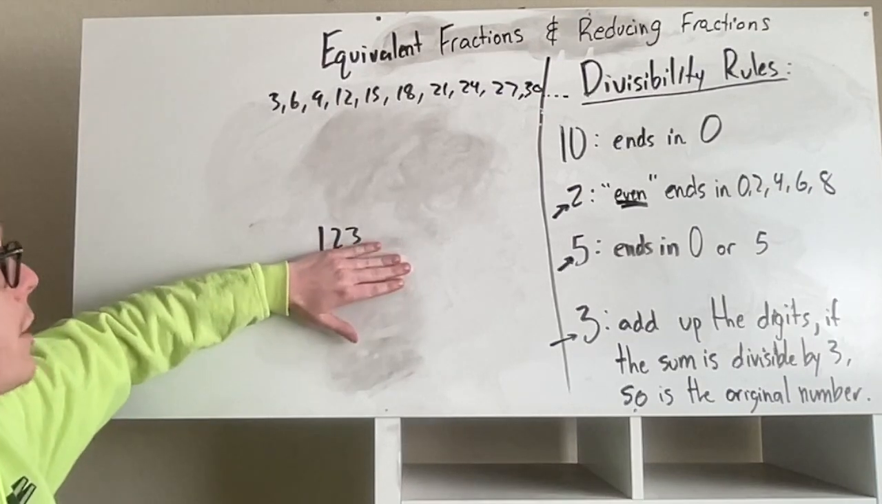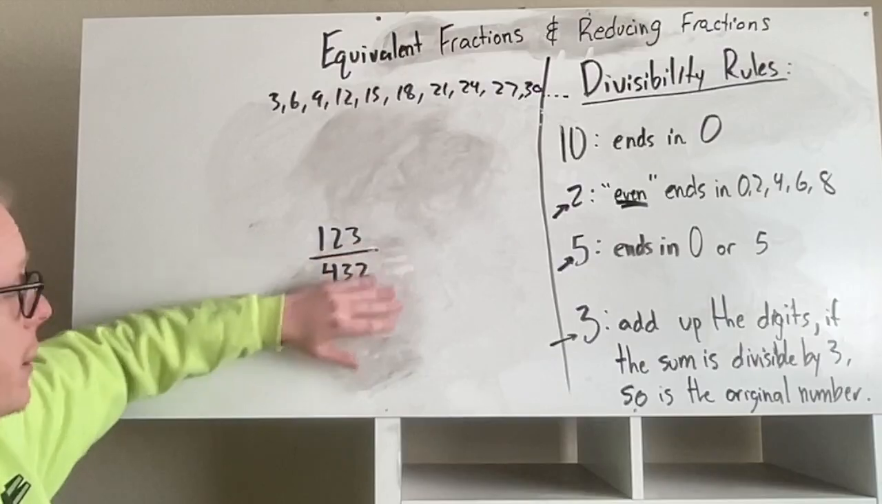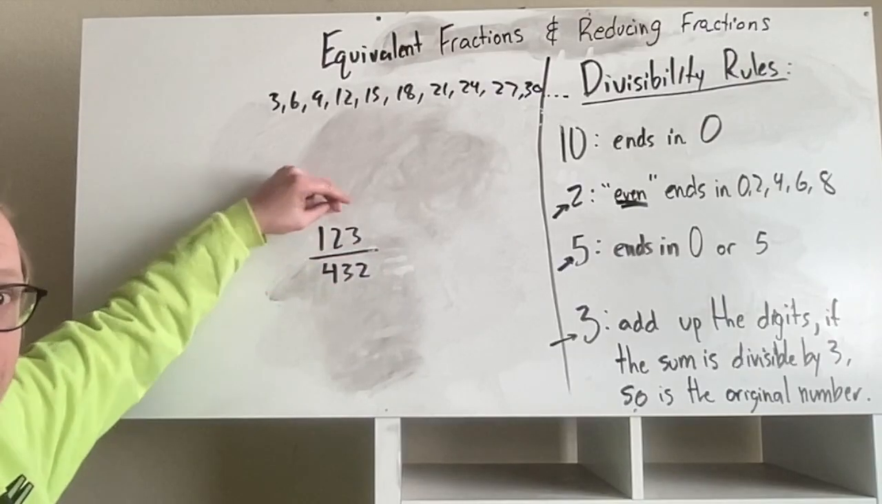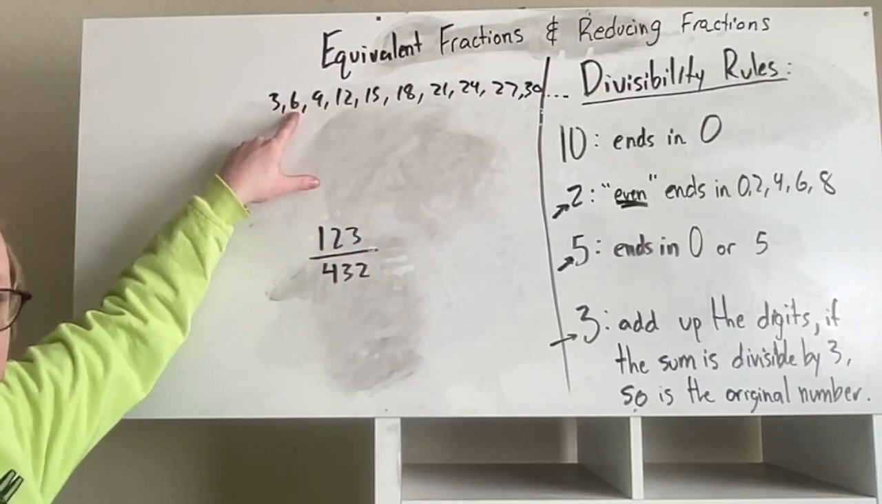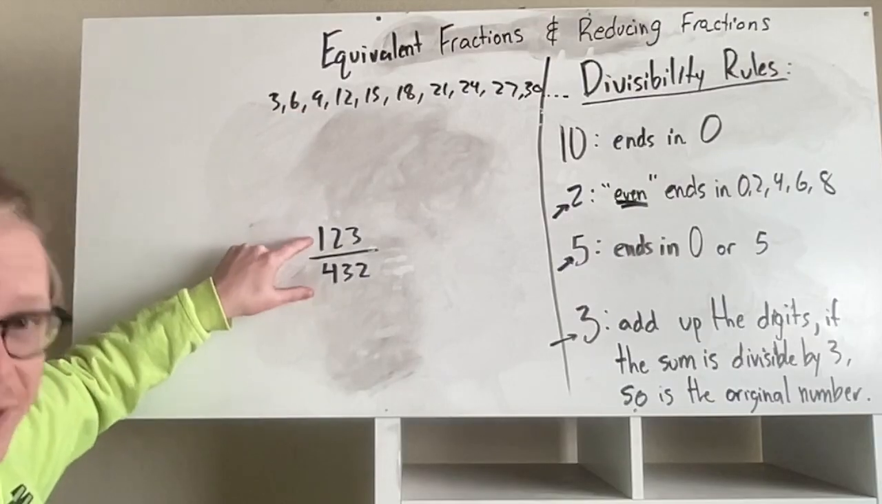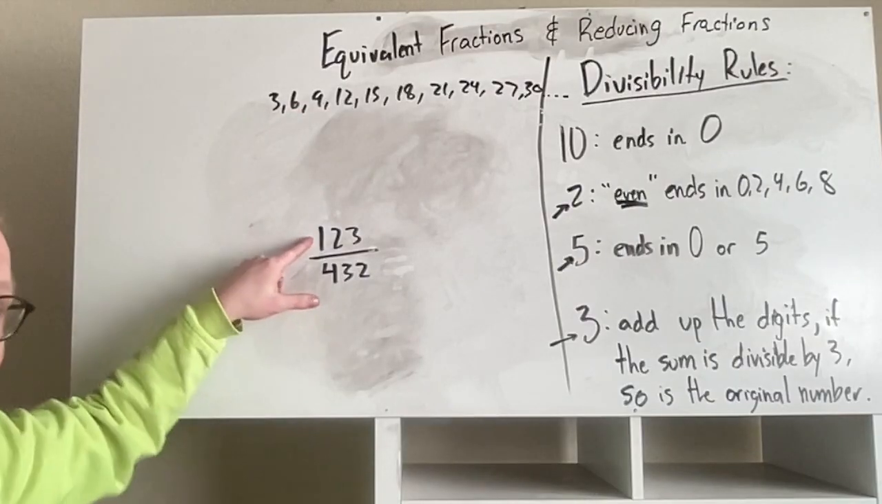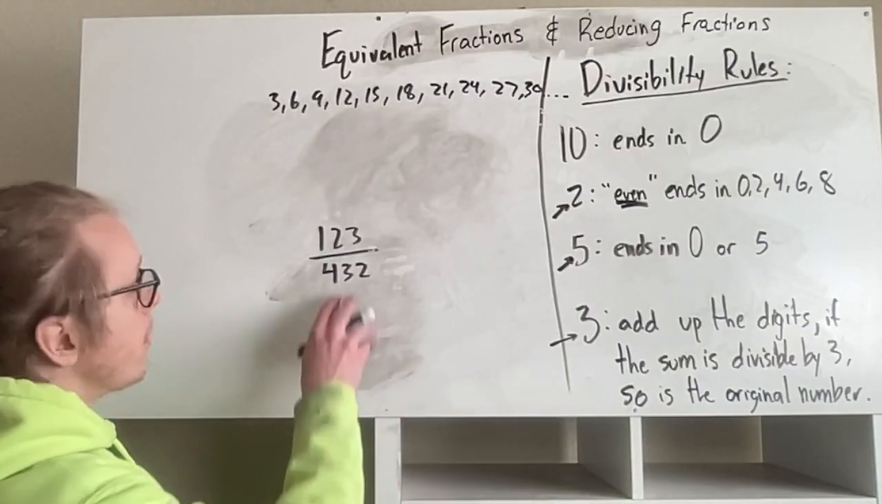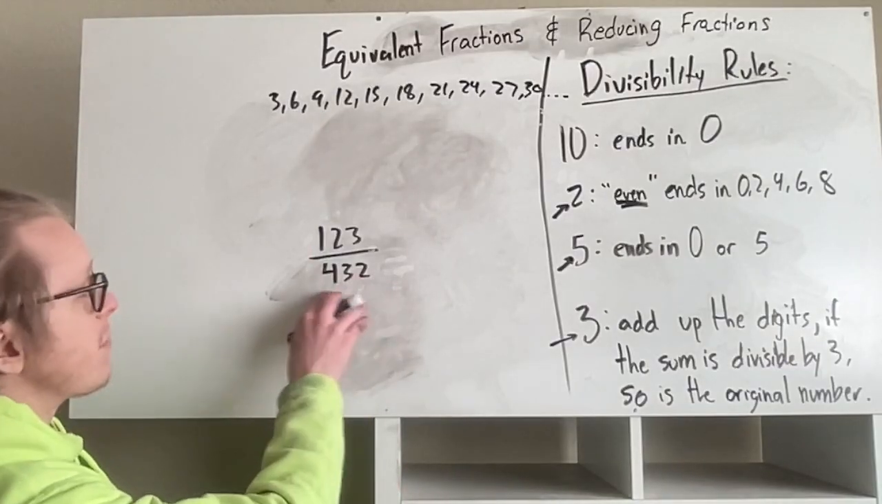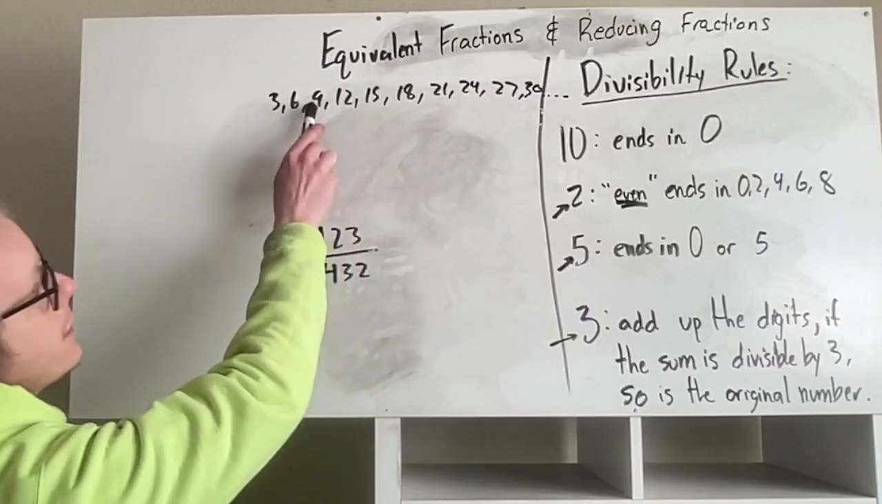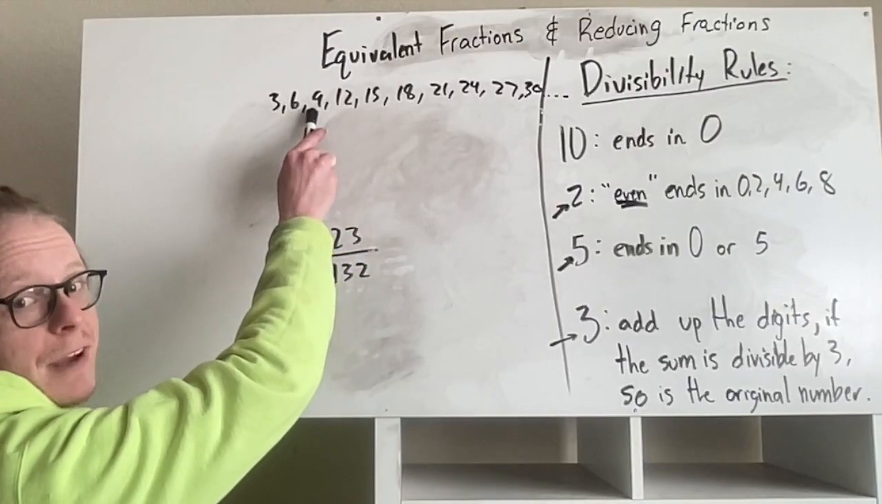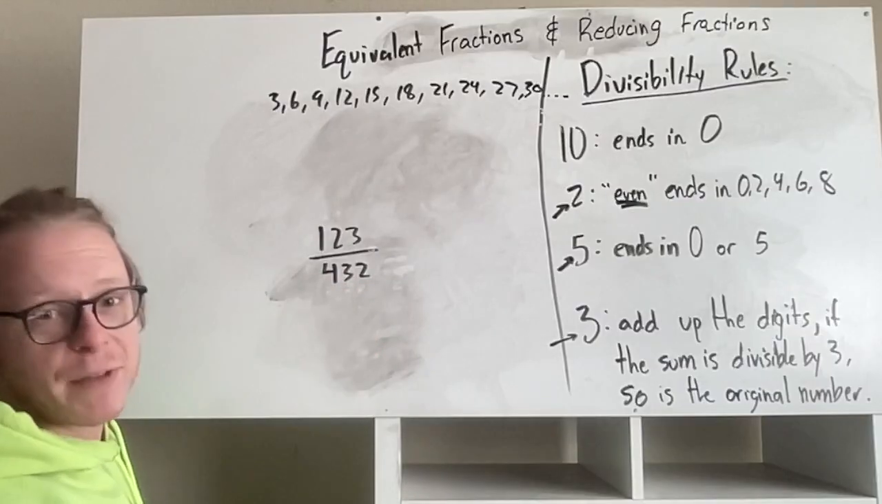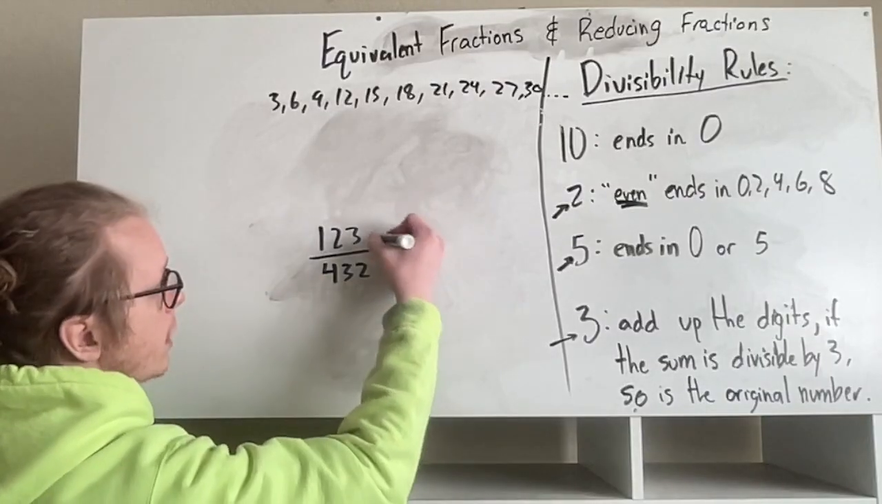So let's look here. When I add up the digits of 123, 1 plus 2 is 3, 3 plus 3 is 6. Because 6 is divisible by 3, I know that this 123 also has to be divisible by 3. Okay, and then for 432, 3 plus 2 is 5, 5 plus 4 is 9. 9 is divisible by 3, right? It's a 3 times table. So this must also be divisible by 3. So let's go from there.